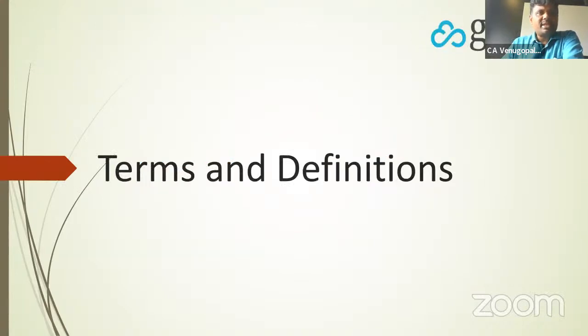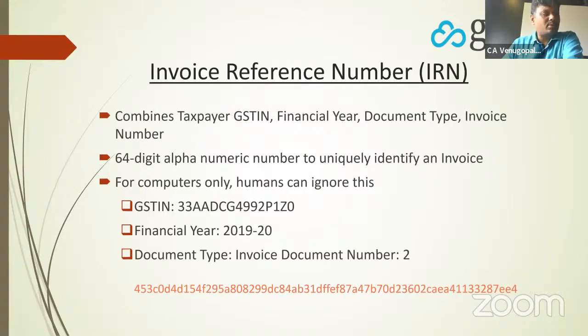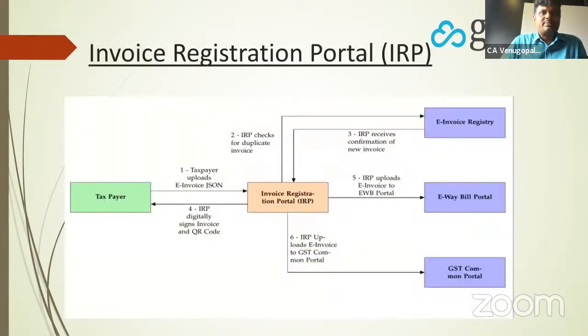There are certain terms and definitions one should understand about e-invoice. First and foremost is IRN. IRN is an invoice reference number, a unique number which is mandatory for e-invoice. It's a 64-digit alphanumeric number. It has to be present before issuing an invoice. Don't worry about the content, it will be automatically generated.